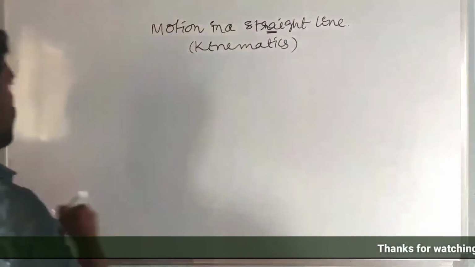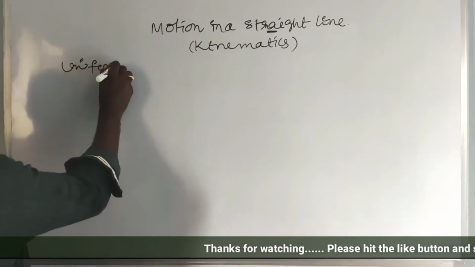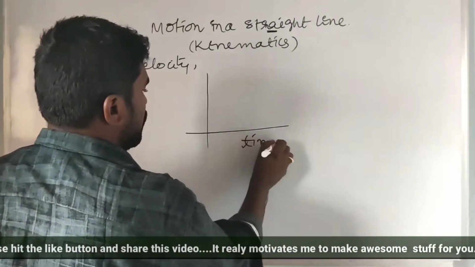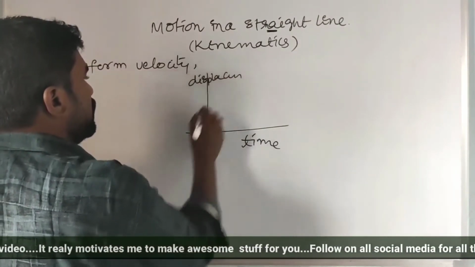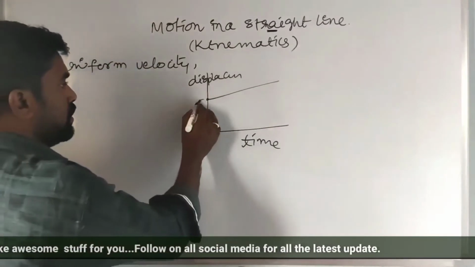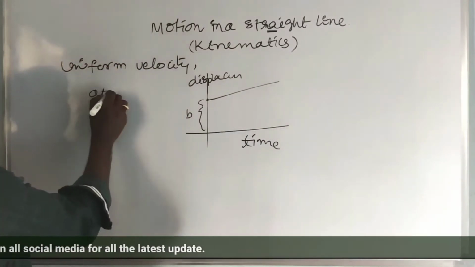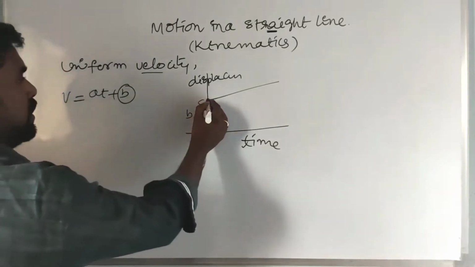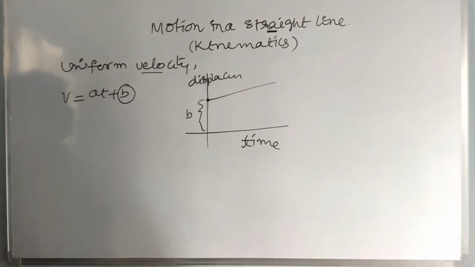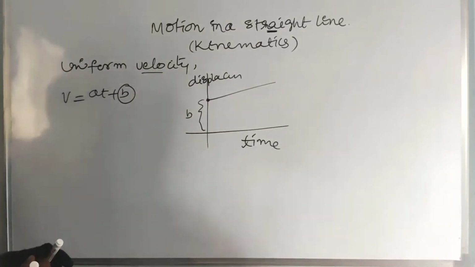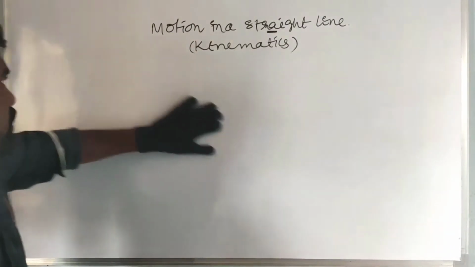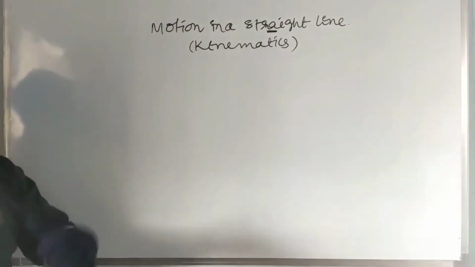So the graph for uniform velocity: it is the time and it is the displacement. So then the graph should be like this. Here the slope of the graph is the v, where v is equal to at plus b. This is the uniform velocity, where b is the slope. Here the intercept cuts the y axis. So this is the graph of uniform velocity. Okay, right. The unit for velocity is meter per second. The dimension formula of velocity, already written in the second chapter, is LT minus 1.